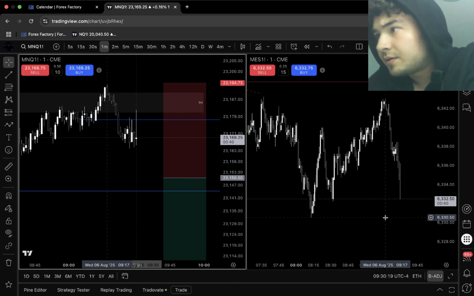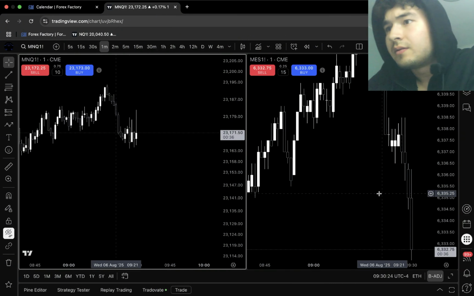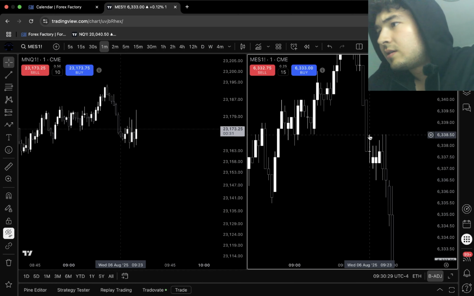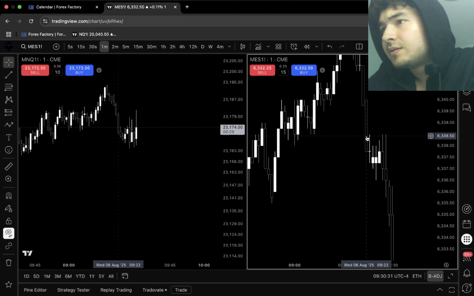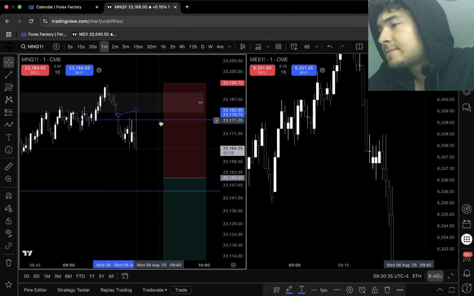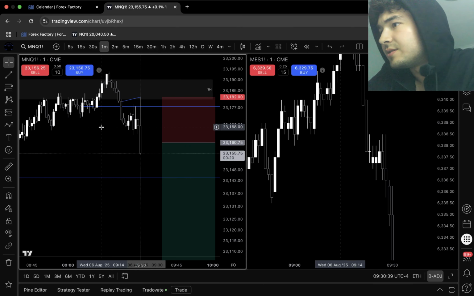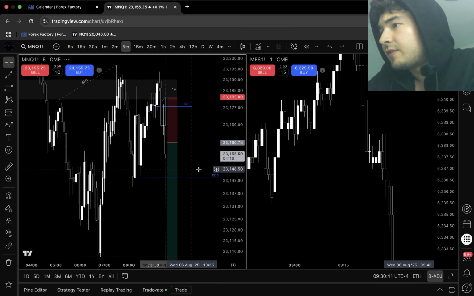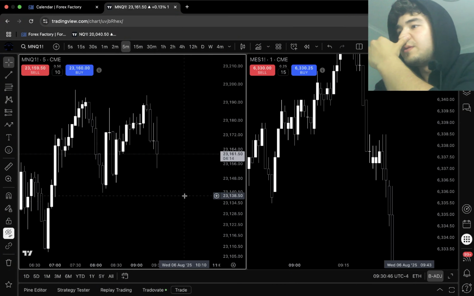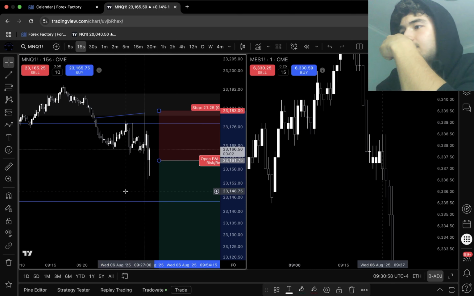ES is dumping. SMTs. These are equal highs. It's kind of an SMT. You have SMTs over here. Okay, that's where I put my stop loss, and I can take a short. 5-minute. Could it be too early? Just hit that. I don't know.